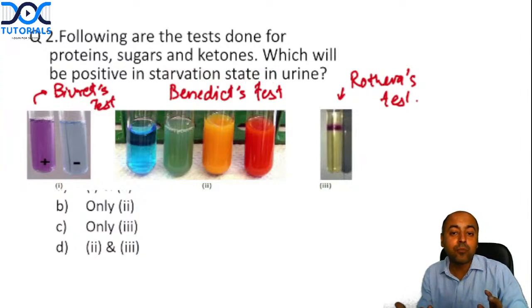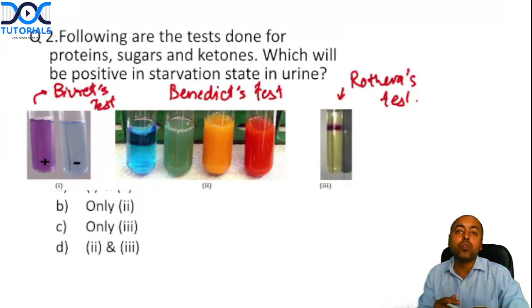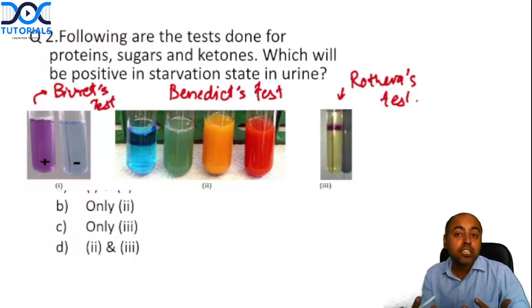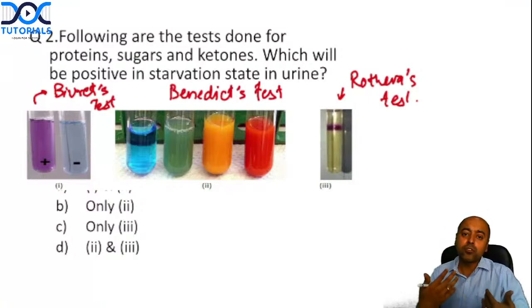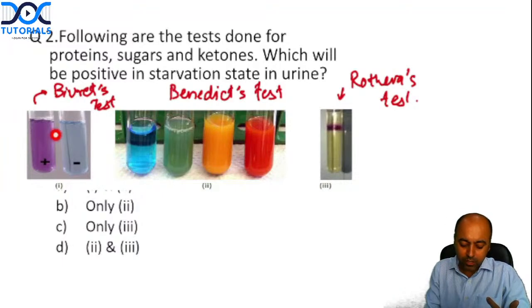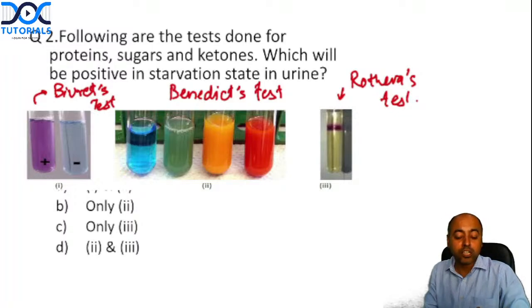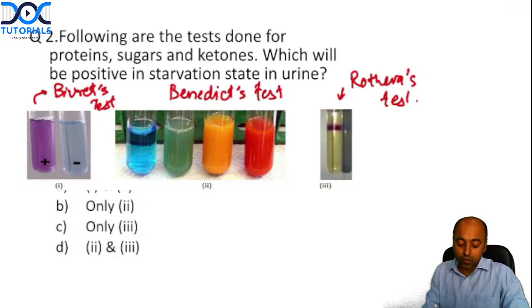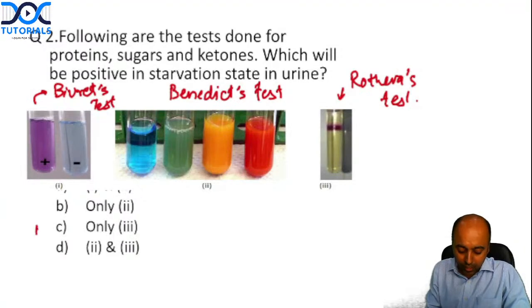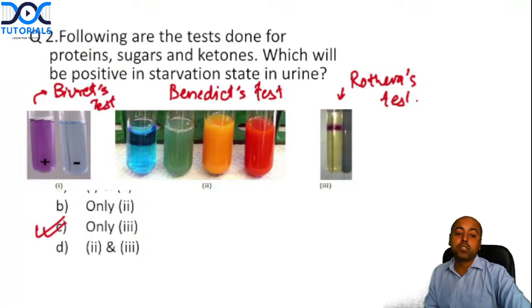In the starvation state, what will happen? The sugar levels will be lower, and it doesn't mention whether the individual has any other condition or not. If the information is not given, we assume that the kidney is normal. If the kidney is normal, there is no protein. If there is no mention of diabetes, there is no sugar in the urine. So in that case only the ketone bodies will come out in the urine, and your answer should be only 3.